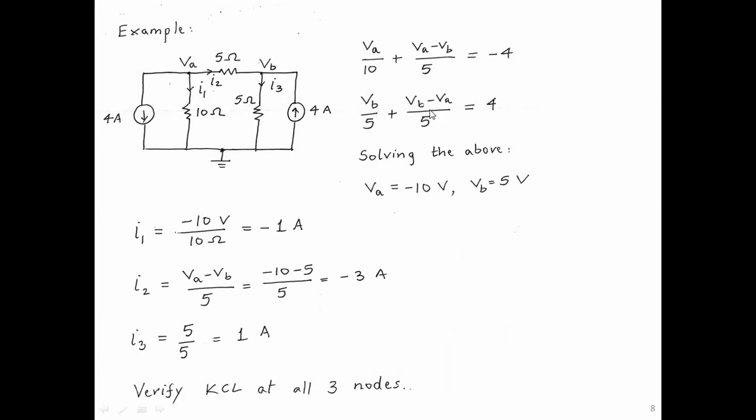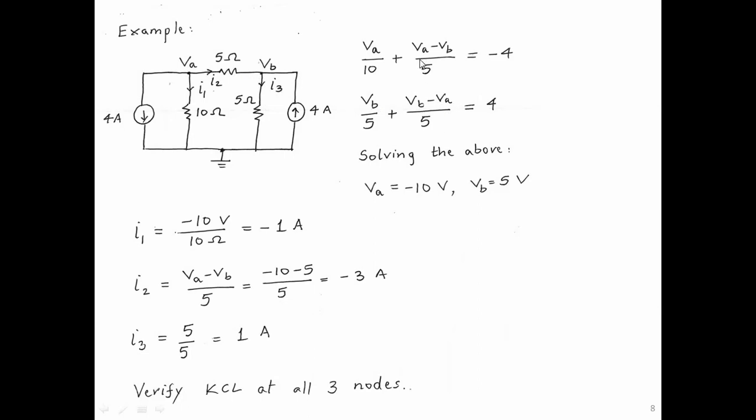If you are not sure about this, what you do is you say, okay, I3 minus I2 minus 4 equal to 0. Then you find I3 in terms of voltage: I3 is VB by 5. And I2 is VA minus VB by 5, so minus I2 is VB minus VA by 5. So you get this. Alright, so this is how you get these equations.